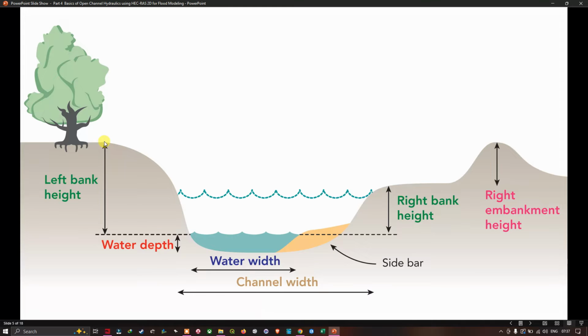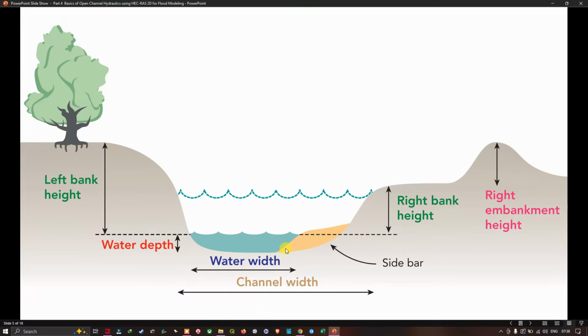and similarly towards the right side, from the water level to the top of the bank, which indicates the right bank height. And in case we have any embankment here, it can be indicated like this, which is called the right embankment height, followed by some sidebars here. This particular part is called a sidebar, which is usually sediments that have accumulated here.